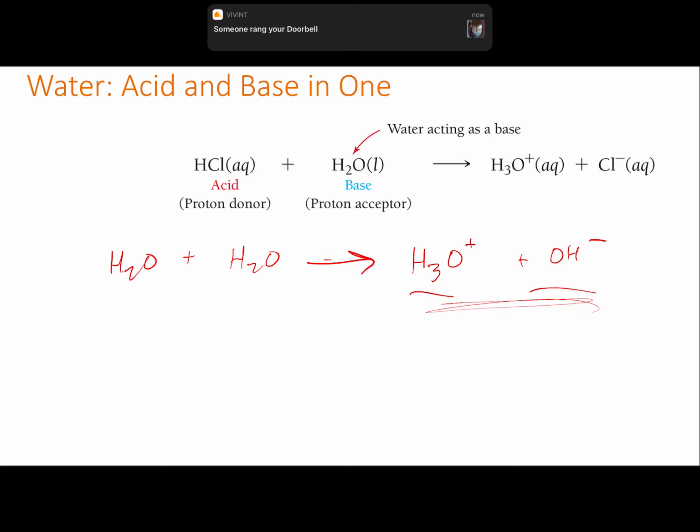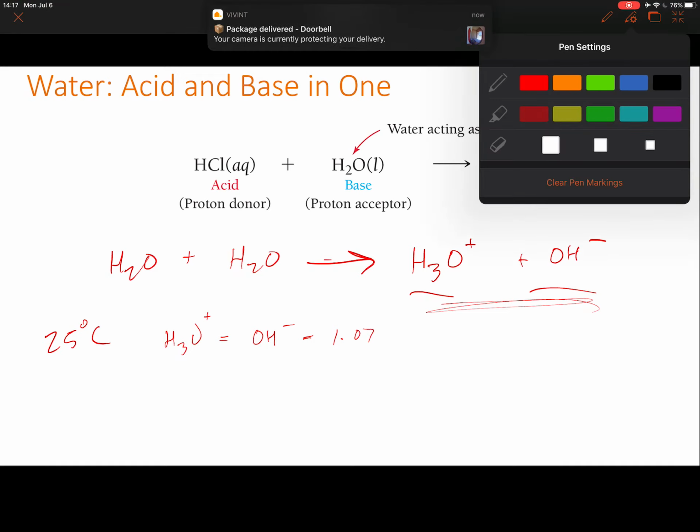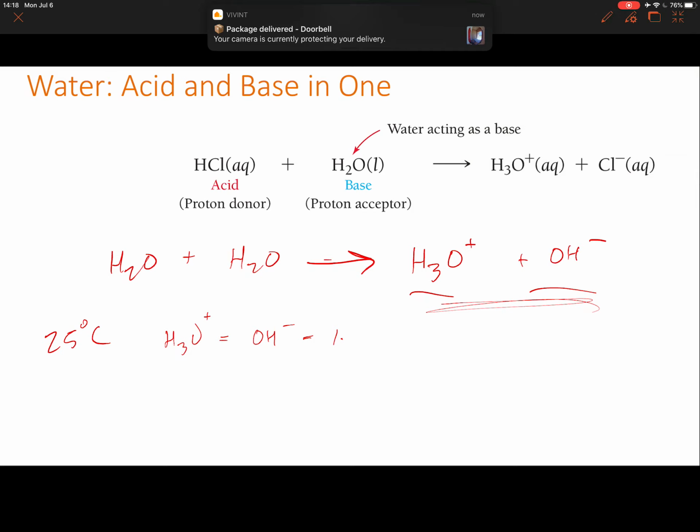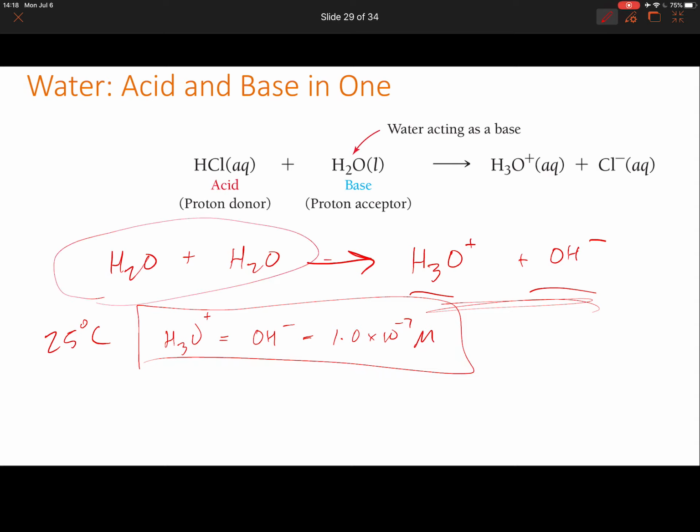And so for pure water at 25 degrees Celsius, H3O plus is equal to hydroxide, and these are equal to 1.0 times 10 to the minus 7 molar. So both of these are equal to each other, and they're all equal to this number. This is just a definition. At 25 degrees Celsius, because water auto-ionizes with itself, we have this amount of each of these in water.